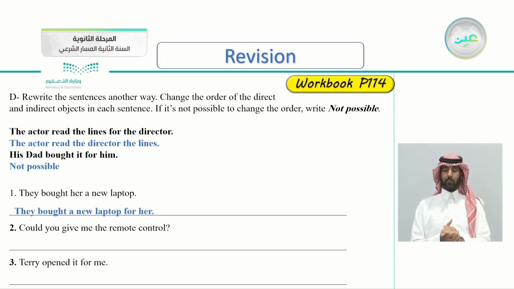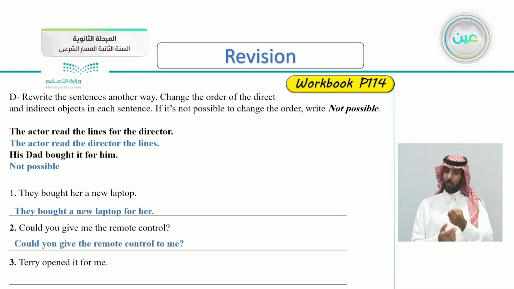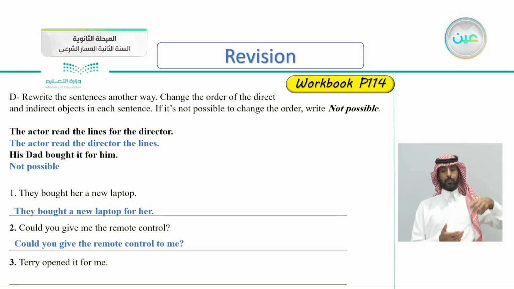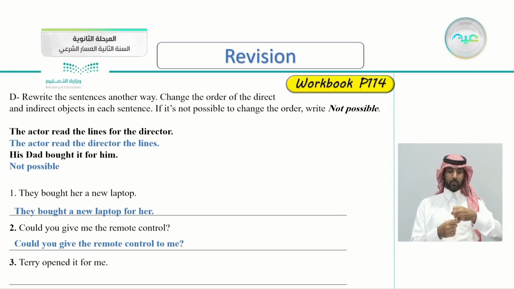Excellent. Number two, could you give me the remote control? So how do we change it? Okay, let's check together. Could you give the remote control to me? So me here is the indirect and the remote control is the direct. Number three, Terry opened it for me. Pay attention here.